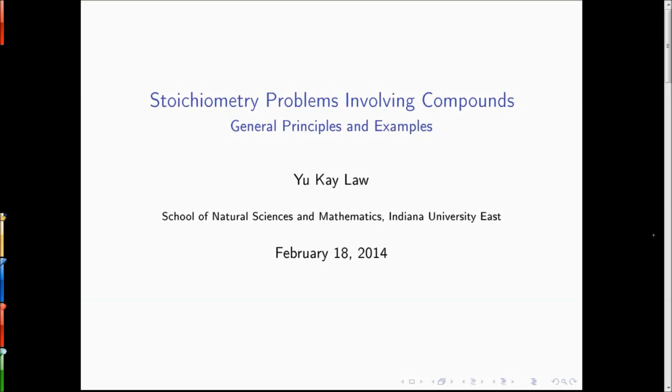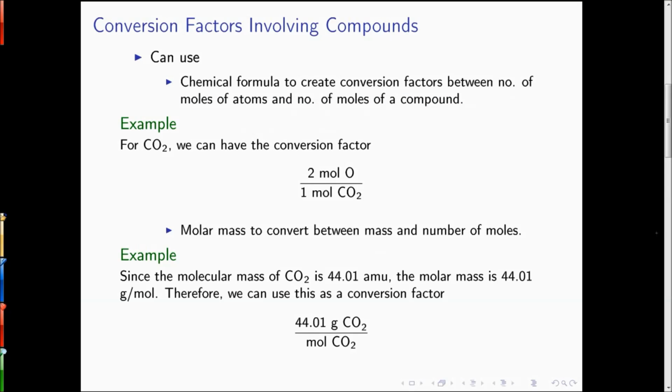Stoichiometry problems involving compounds. So what we're going to do now is talk about how to solve stoichiometry problems involving compounds. And there are two main sets of conversion factors we can use. Firstly, we can use the chemical formula to create a conversion factor between the number of moles of atoms of a particular element and number of moles of that compound.